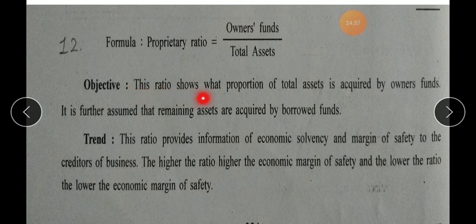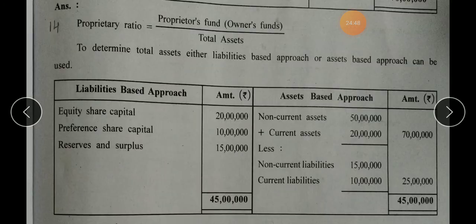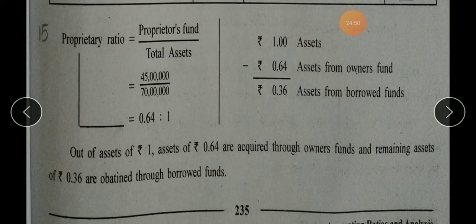This ratio shows what proportion of total assets is acquired by owner's fund and further assumed that remaining assets are acquired by borrowed funds. Yes, so assume the total assets 1. Proprietors is 0.64:1, the proportion of proprietor's fund to total assets. If you deduct this, you will obtain 0.36, which is assumed to be borrowed funds. All right. So with this we complete illustration 21 based on calculation of proprietary ratio.